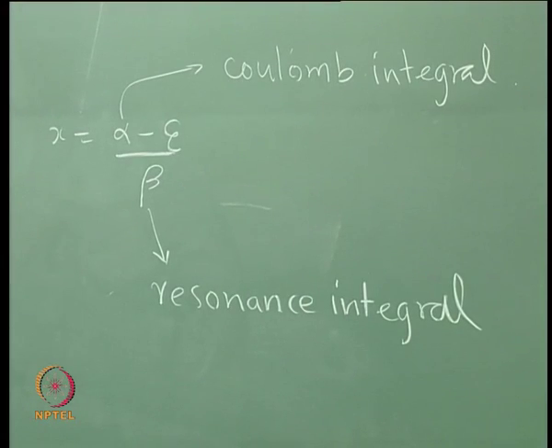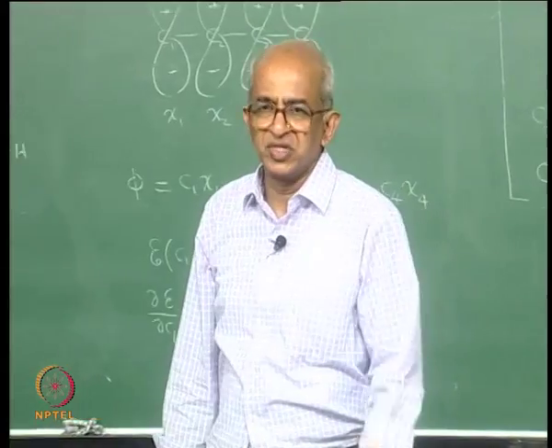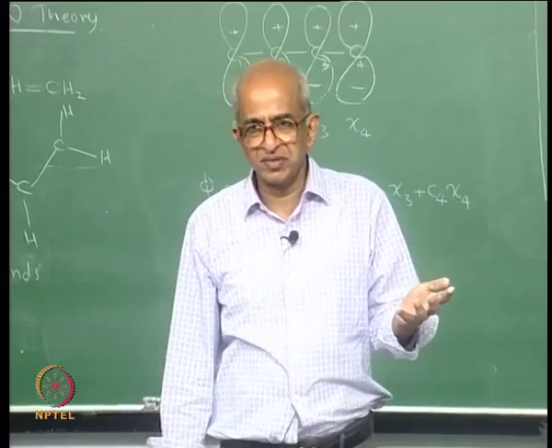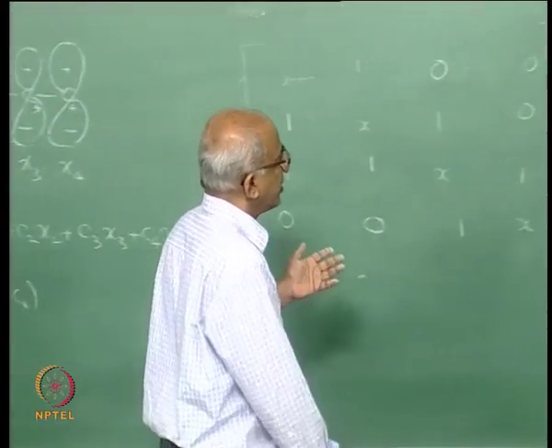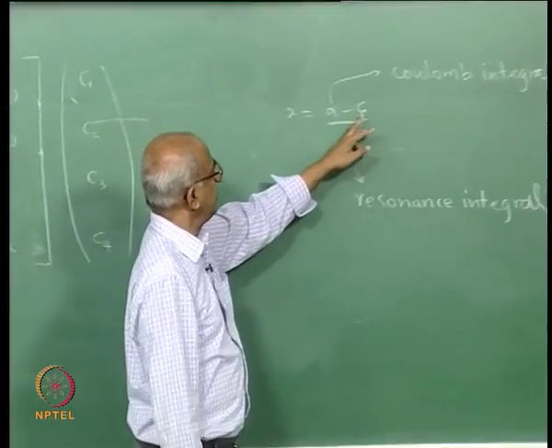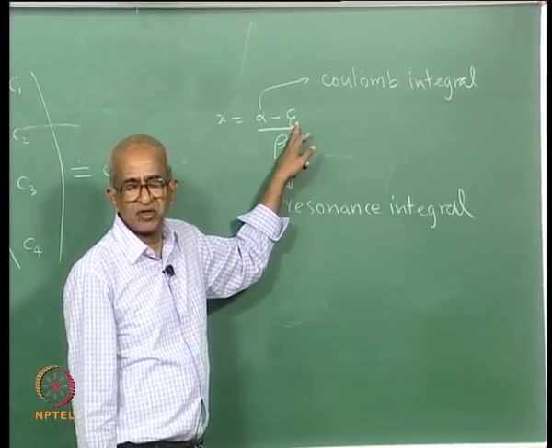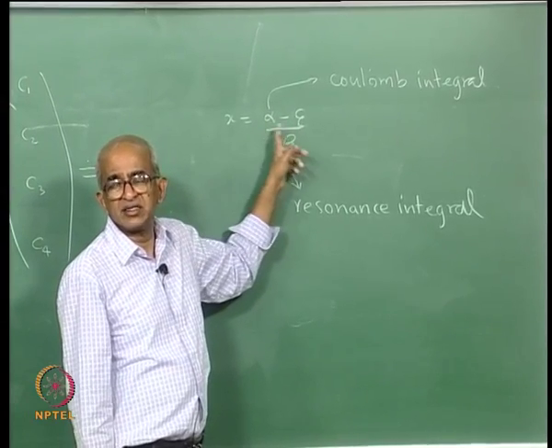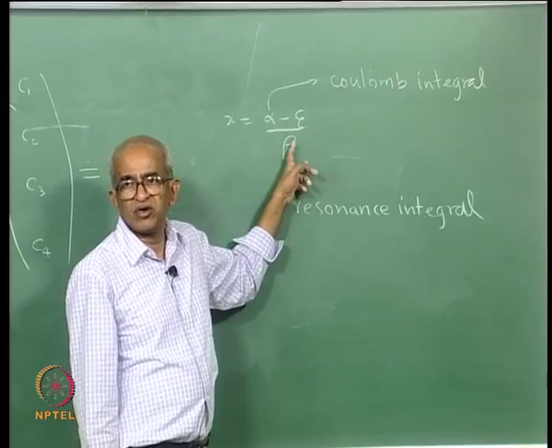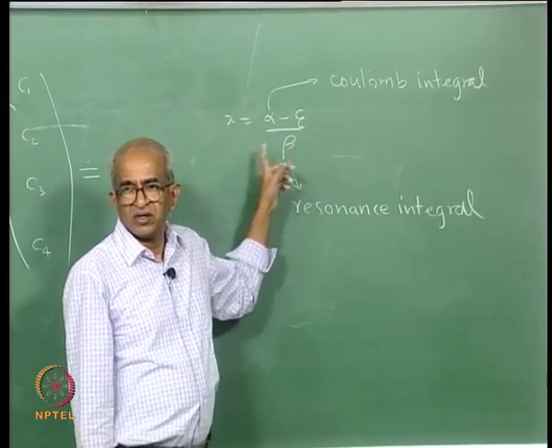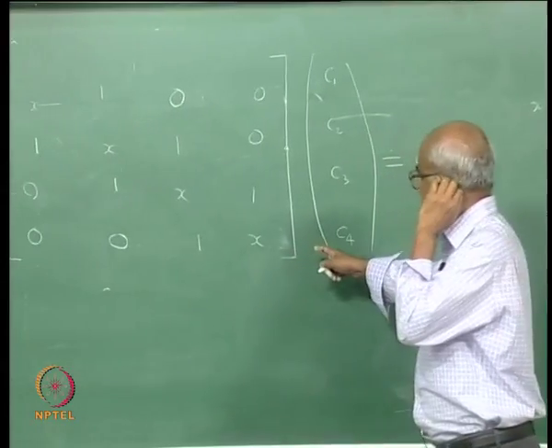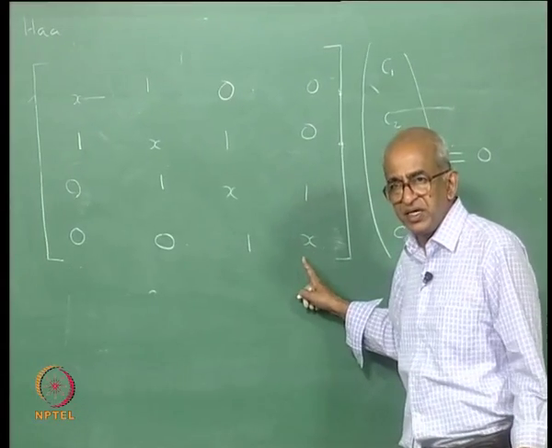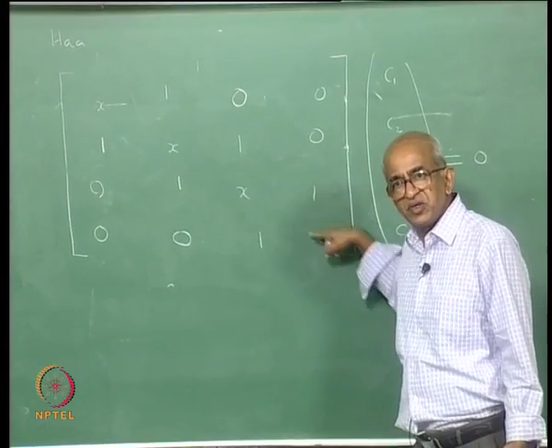Now, what is our aim? Our aim actually is to find script E. Correct? That is our aim, essentially. When you look at the definition of x, it is clear that if I am able to determine the value of x, then naturally I will get the value of script E. So this matrix equation, I have to manipulate and determine the different possible values of script E, which essentially means I have to determine the different possible values of x.